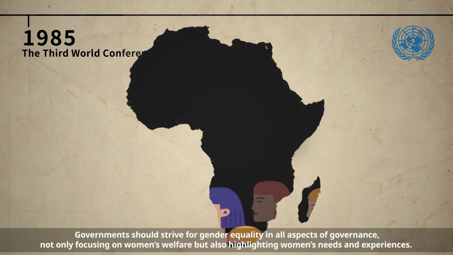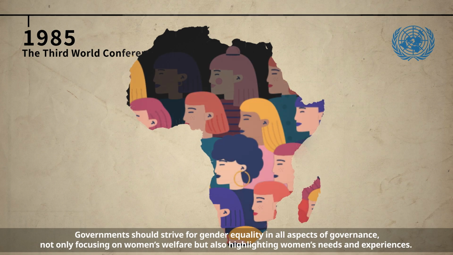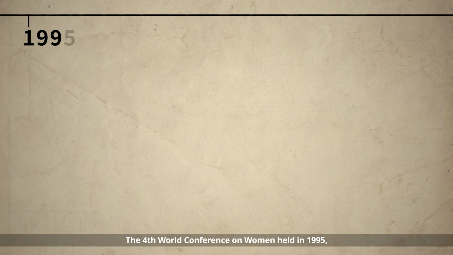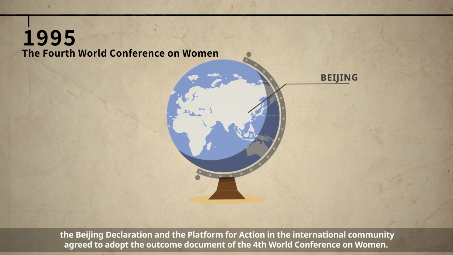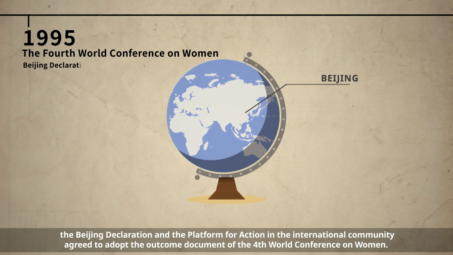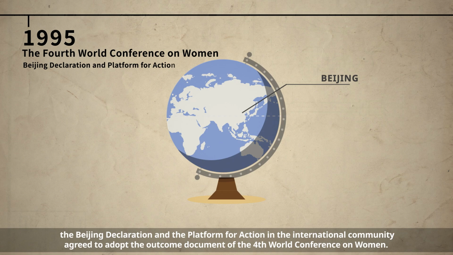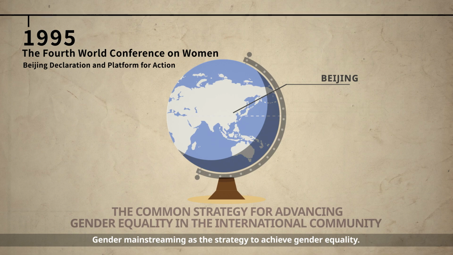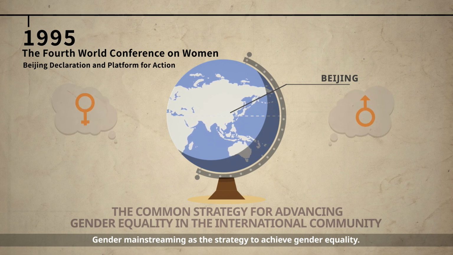Governments should strive for gender equality in all aspects of governance, not only focusing on women's welfare but also highlighting women's needs and experiences. The Fourth World Conference on Women was held in 1995. In the Beijing Declaration and the Platform for Action, the international community agreed to adopt the outcome document of the Fourth World Conference on Women, with gender mainstreaming as the strategy to achieve gender equality.